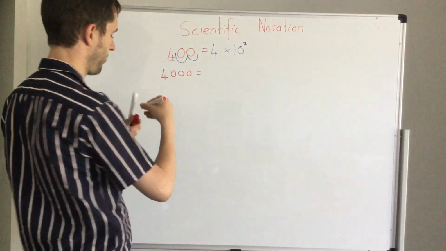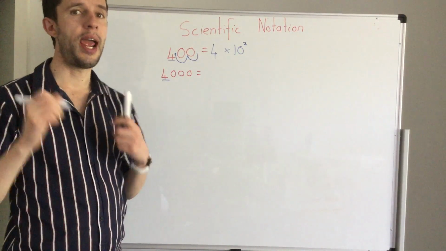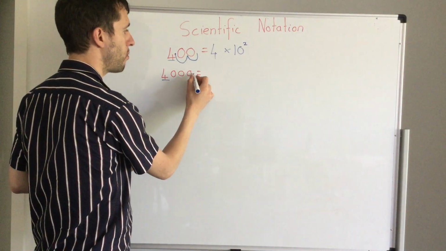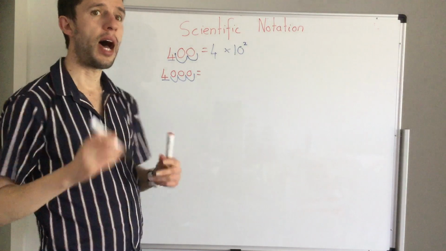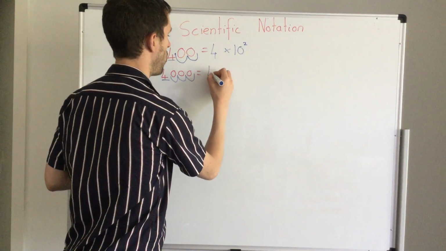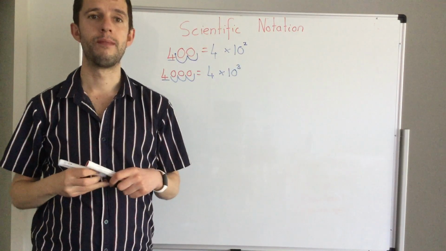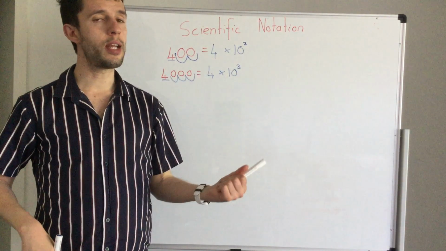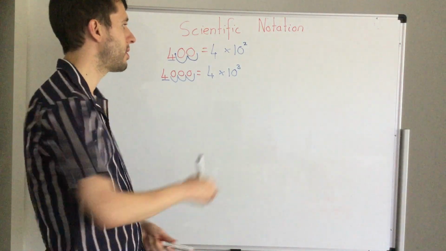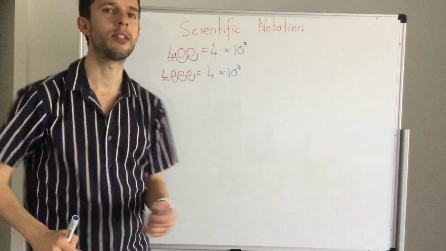4,000. I only want one digit. So how many spaces do I need to move my decimal place? 1, 2, 3. So I can write it as 4 times 10 to the power of 3. 10 to the power of 3 is 10 times 10 equals 100. 100 times 10 equals 1,000. 4 times 1,000 equals 4,000.